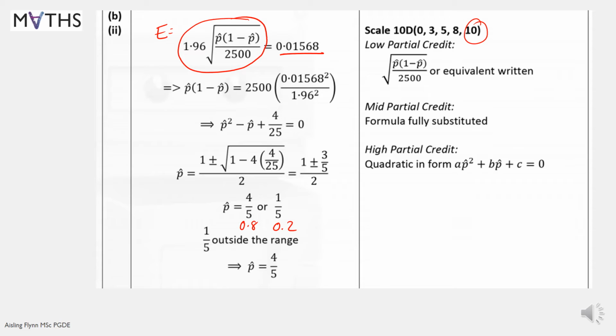Partial credit is available along the way: 3 marks for writing down your margin of error without the 1.96. If you get out your quadratic formula fully, you get 5 out of 10, or formula fully substituted if you put the numbers in the right place. So if you get to this stage, you get 5 out of 10, and if you form the quadratic, you'll get 8 out of 10.